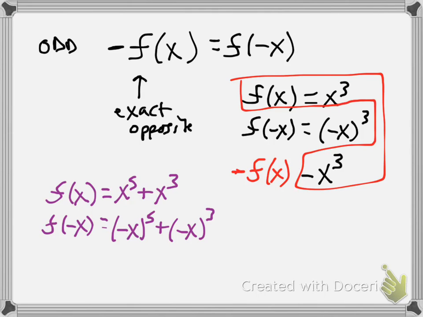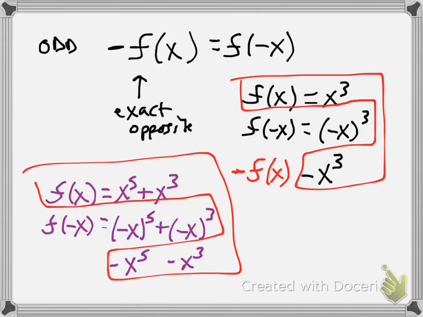And again, we've already saw that this equals negative x cubed. Negative x times negative x is x squared, times negative x is negative x cubed, times negative x is positive x to the fourth, times negative x is negative x to the fifth. So again, our end result here is the exact opposite. It was positive here, now it's negative. It was positive here, now it's negative. It's the exact opposite of our original function. That makes it odd when it occurs.